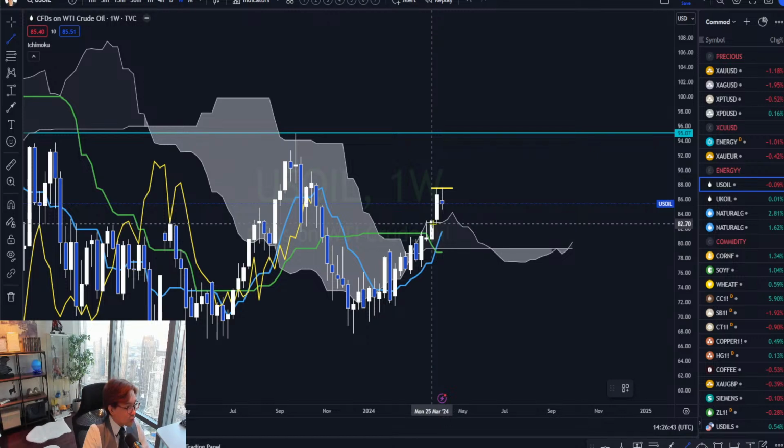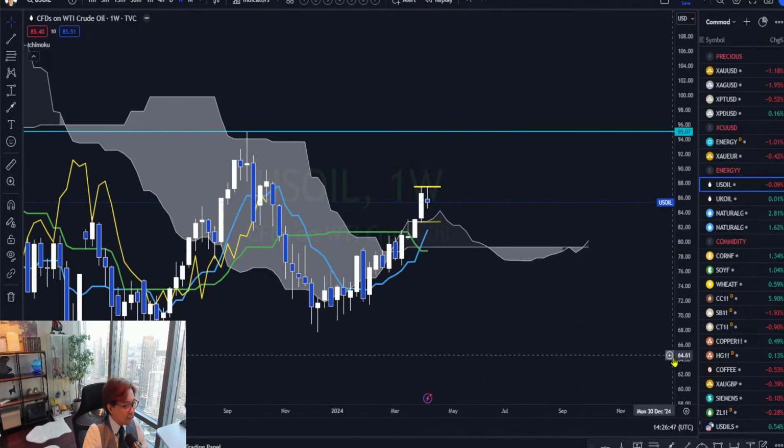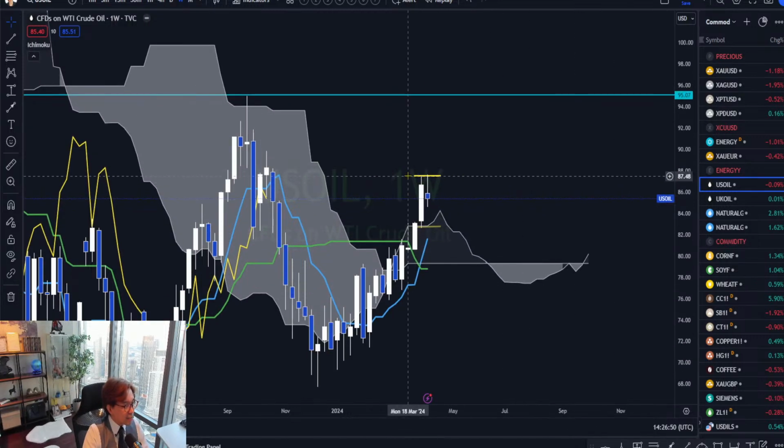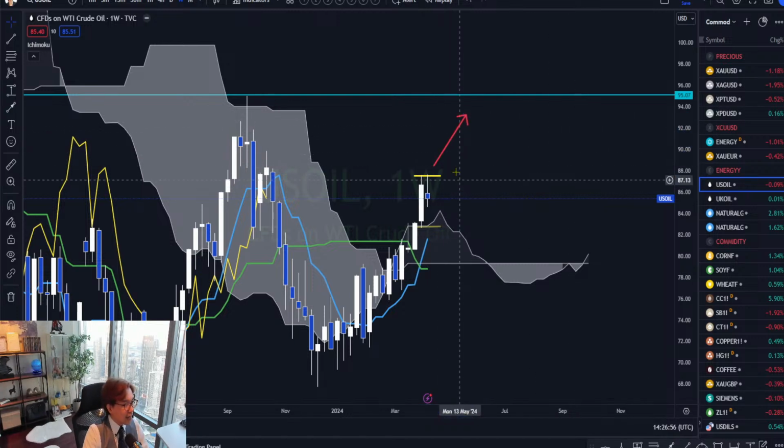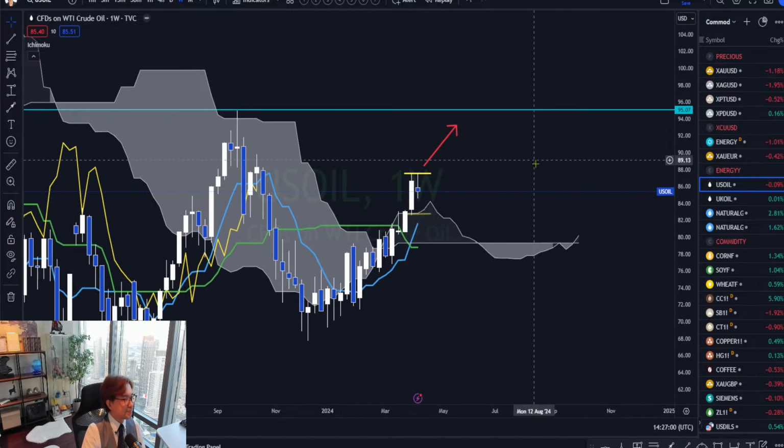Like I mentioned on one of the Forex pairs, this one is also having an inside bar, and once this inside bar breaks out bullish, I think it goes really fast. And for now, I think it reaches 95.07. So my view is bullish on WTI.